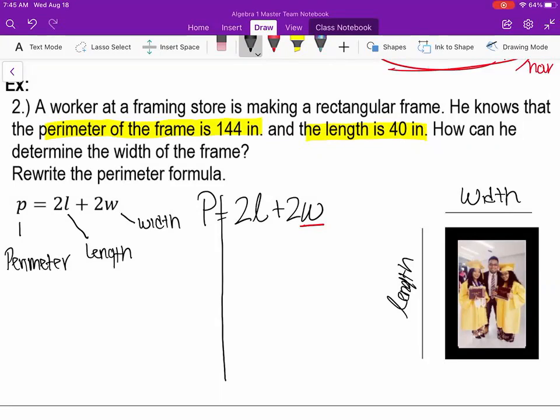Remember, whatever has the variable, leave it by itself. So we're going to leave 2W by itself for now. Let's get rid of the 2L. Well, what is the opposite of 2L? And remember, you want to get rid of the 2 and the L at the same time, not one by one. So we're not trying to divide. In order to get rid of a 2L, do the opposite of a 2L, which is minus 2L.